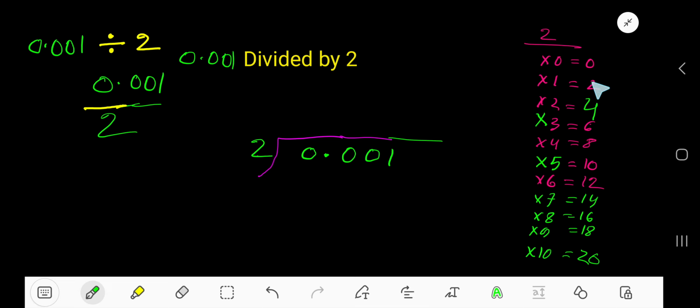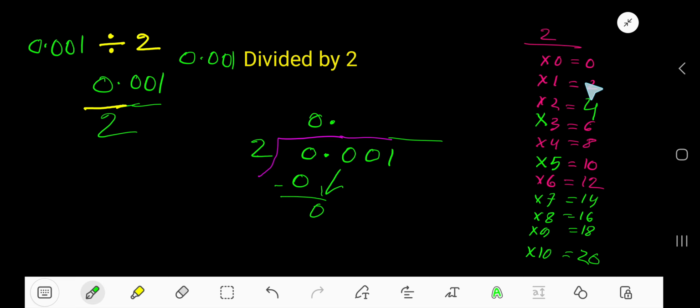2 goes into 0 how many times? 0. 2 goes into 0 0 times. Write 0. 0 times 2, 0. If you subtract, you are getting 0. Bring down this 0. Before this 0 there is a decimal. Decimal must come to the quotient directly.